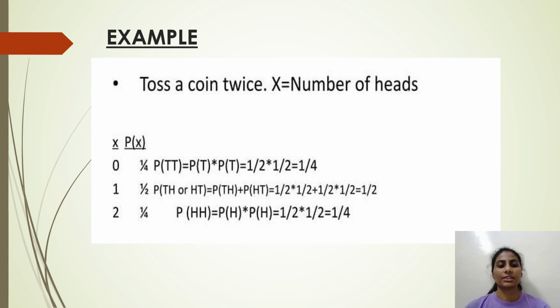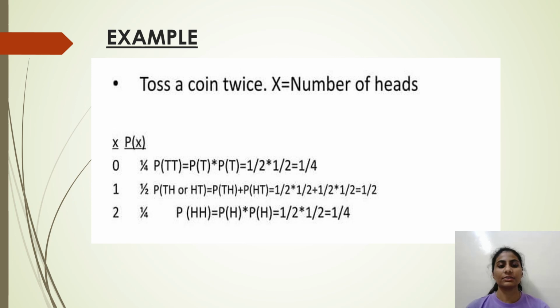When x is equal to 0, the probability p of x is equal to the probability of tail and tail. That is equal to the probability of tail into the probability of tail, that is equal to 1 by 2 into 1 by 2. We get the outcome 1 by 4.